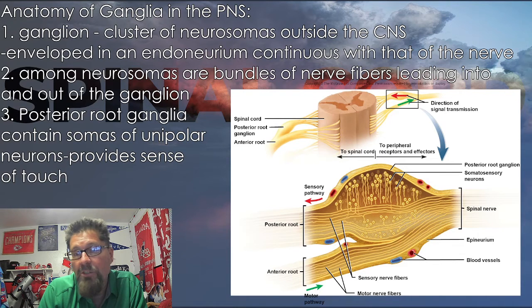If you're coming from the spinal cord, it'd be before the Y, and then they would come together for the nerve fiber. Remember, with the posterior, the information is coming in from the sensory receptor. The anterior, it's going out from the spinal cord.